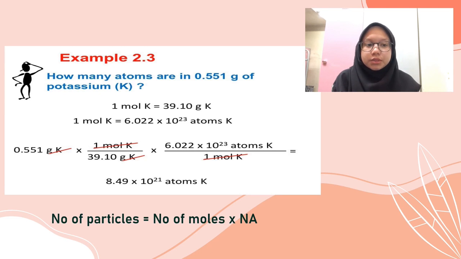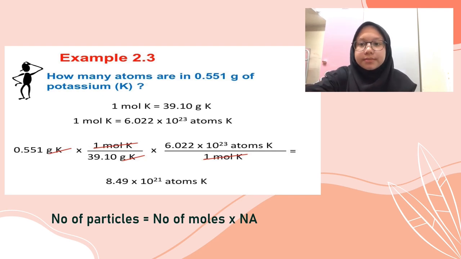So 0.551 gram potassium is the mass of the potassium, and we will multiply by 1 mole potassium divided by 39.10 gram potassium, multiplied by 6.022 times 10 to the power of 23 atoms potassium divided by 1 mole potassium, and you will get 8.49 times 10 to the power of 21 atoms potassium.